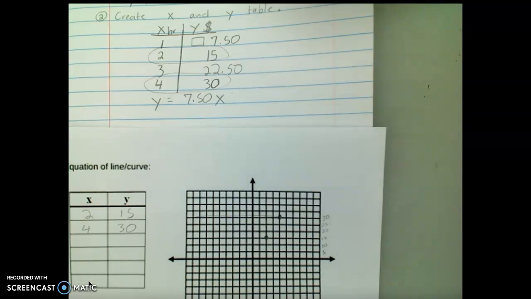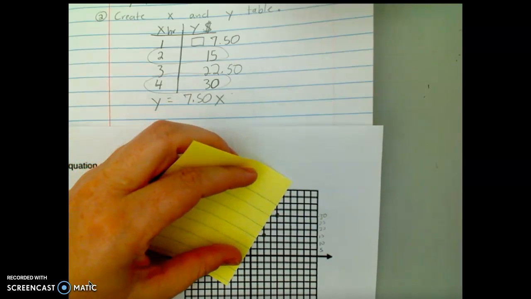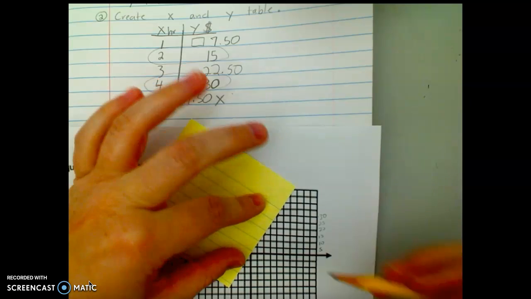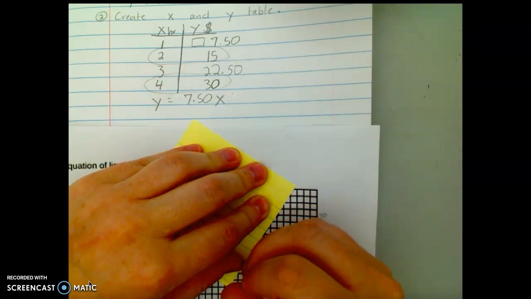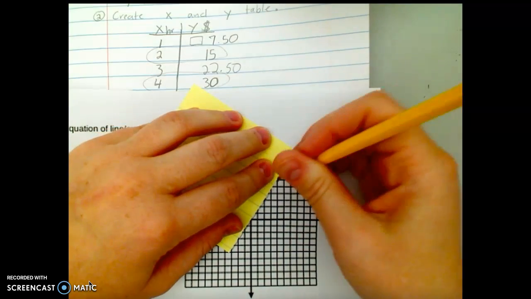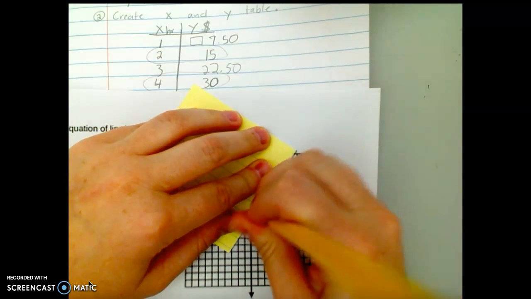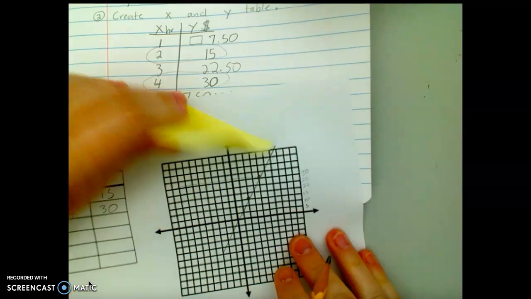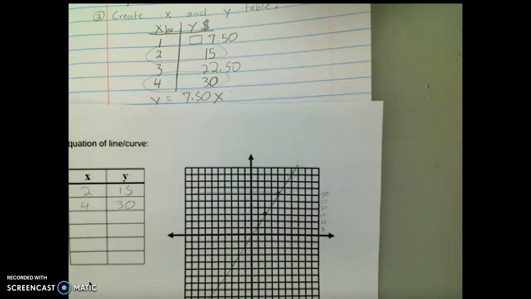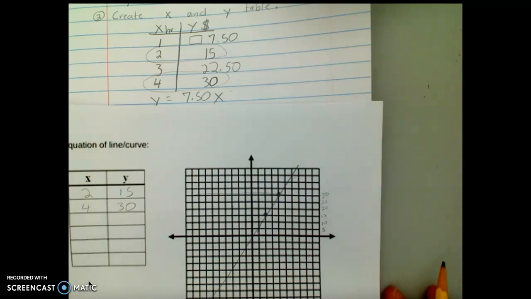Now that I've got my 2 dots, I can take just any straight edge, a ruler, or a piece of paper, and I can graph my line. Remembering that it does go forever in both directions, so I want it to continue, just like that. And as you have it, there's the graph for my line.